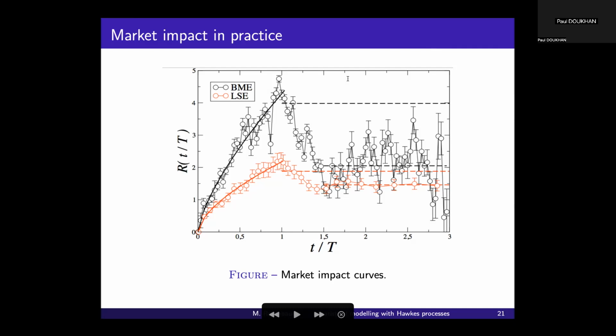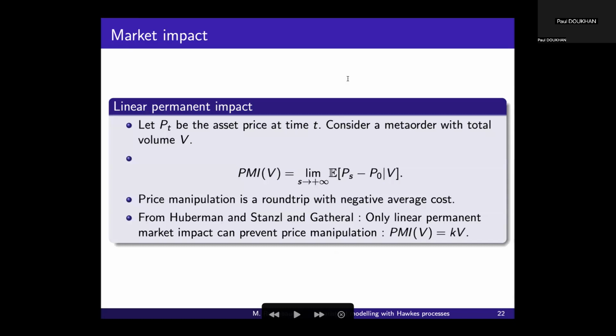Okay, so this is really the information that you have conveyed to the market, because this is just the market reacting here. The market is reacting, and then it relaxes. And a long time after your trade, what is remaining of your trade? This is the permanent market impact.